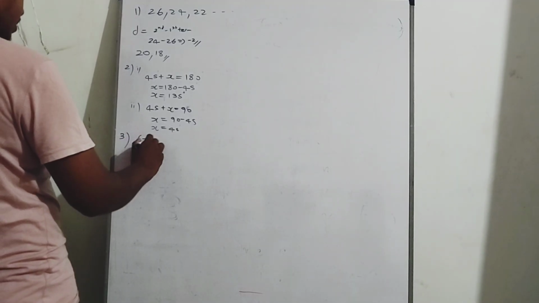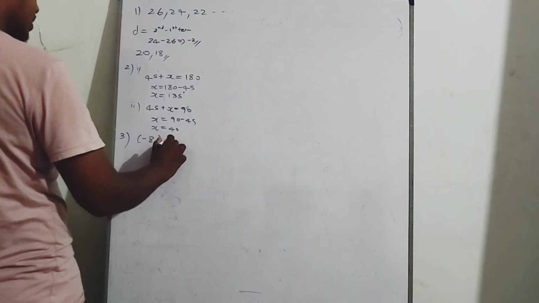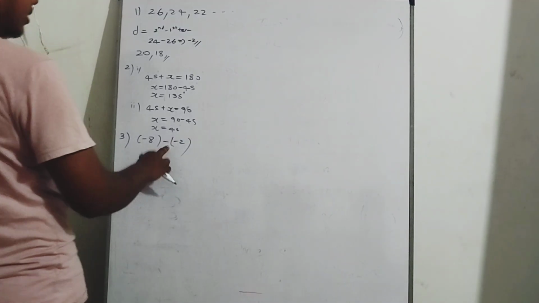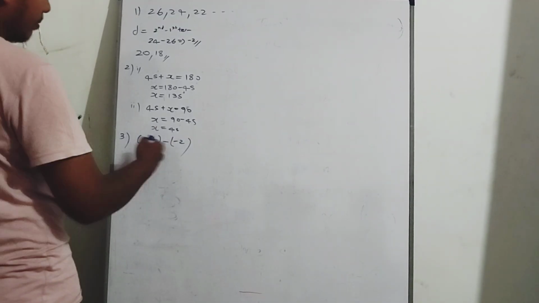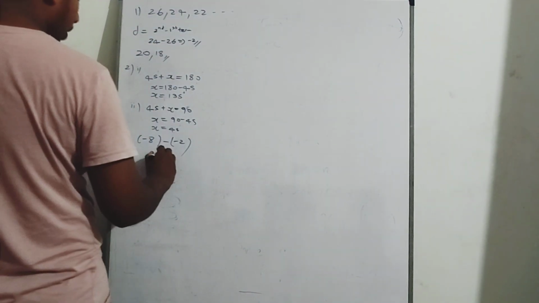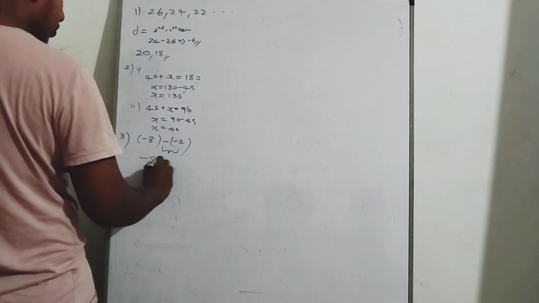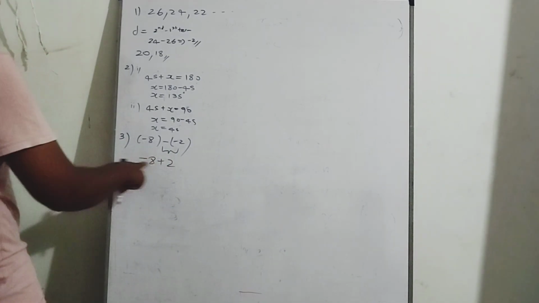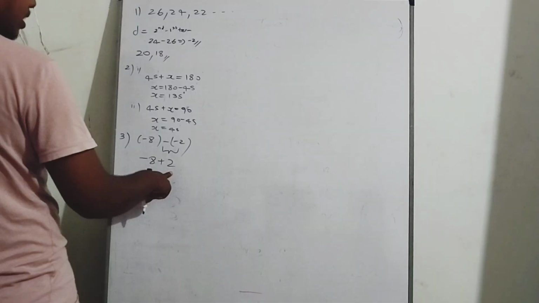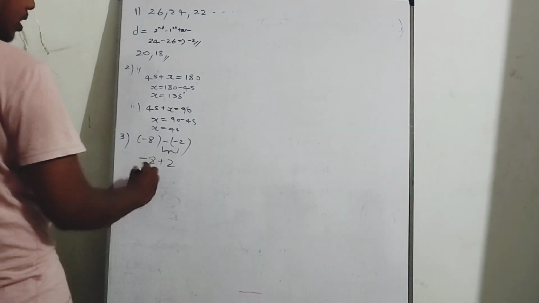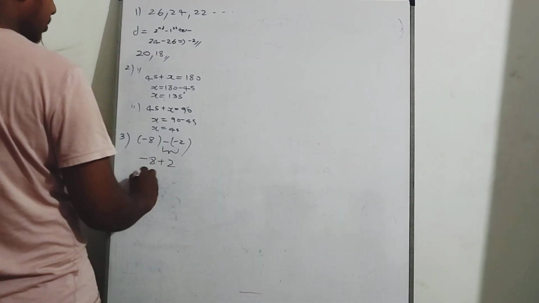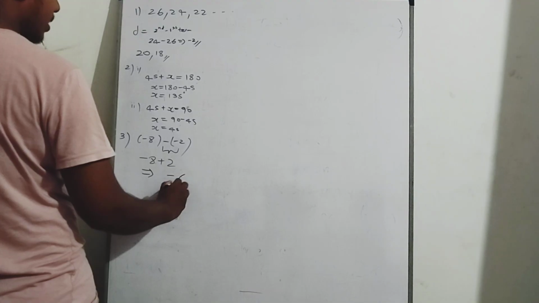There's -8 minus -2. Now you can see clearly, students, here there's minus and minus. If there's minus and minus, what happens? Minus and minus becomes plus. If this becomes plus, it's -8 plus 2. The signs are different. When the signs are different, you are subtracting. -8 plus 2, the answer is -6.